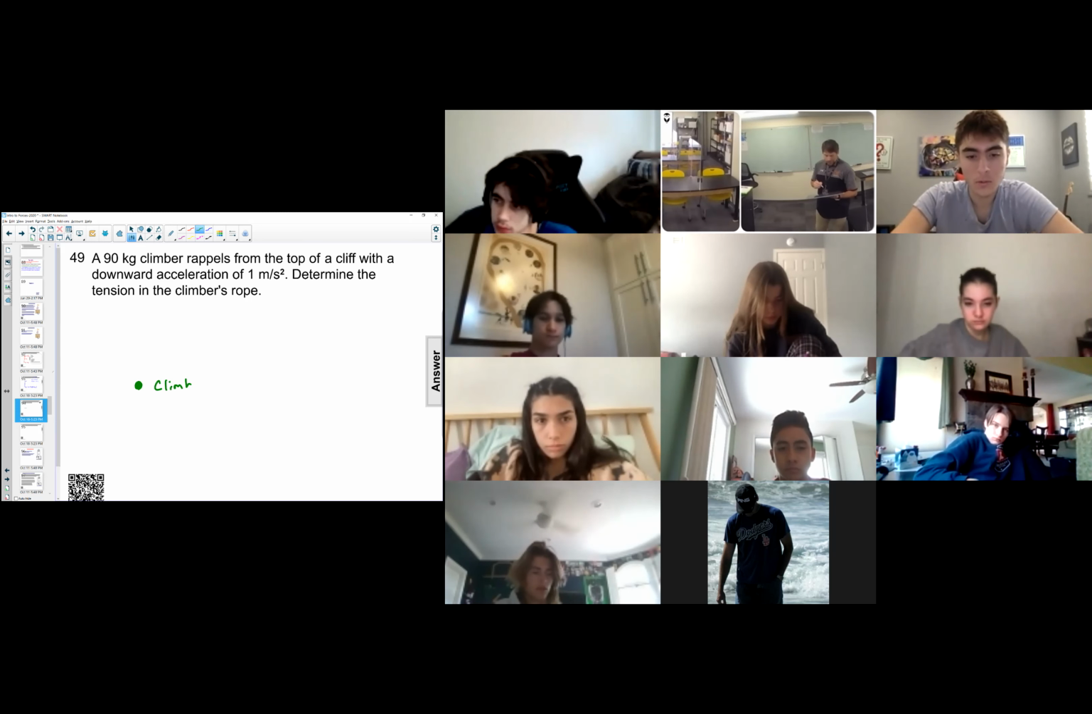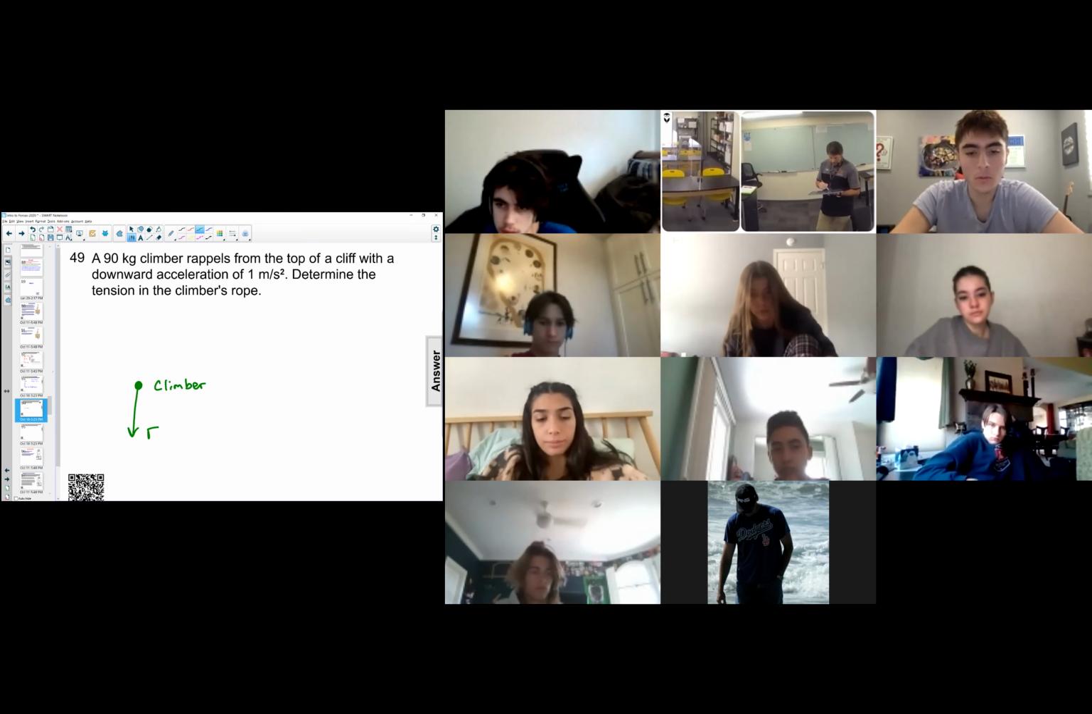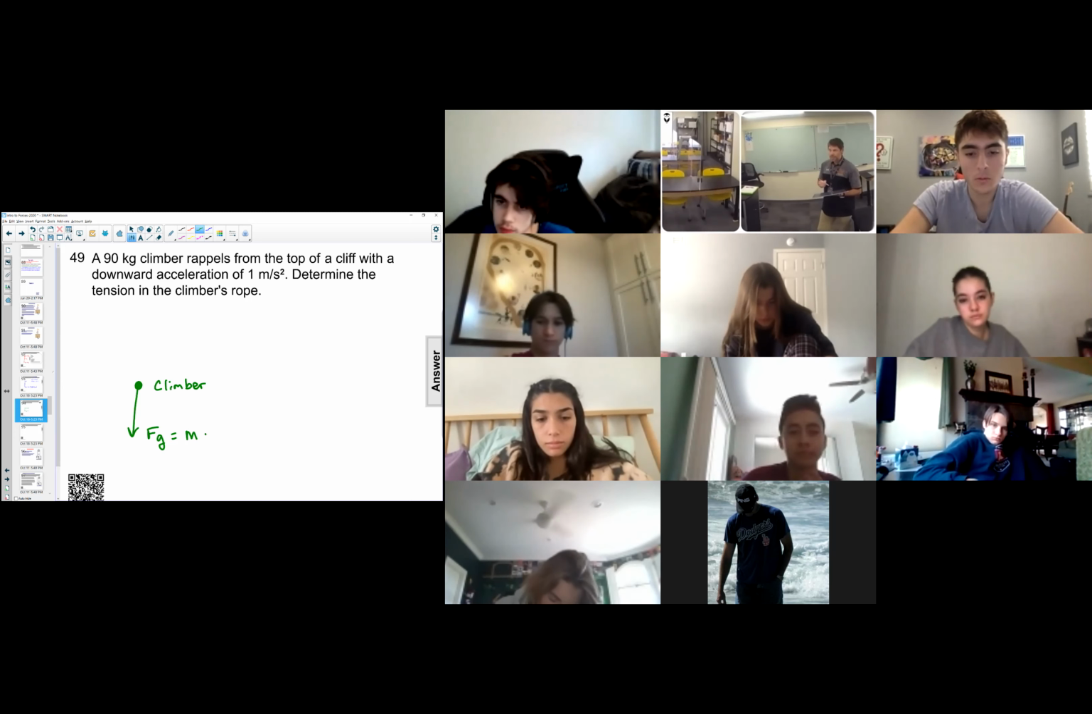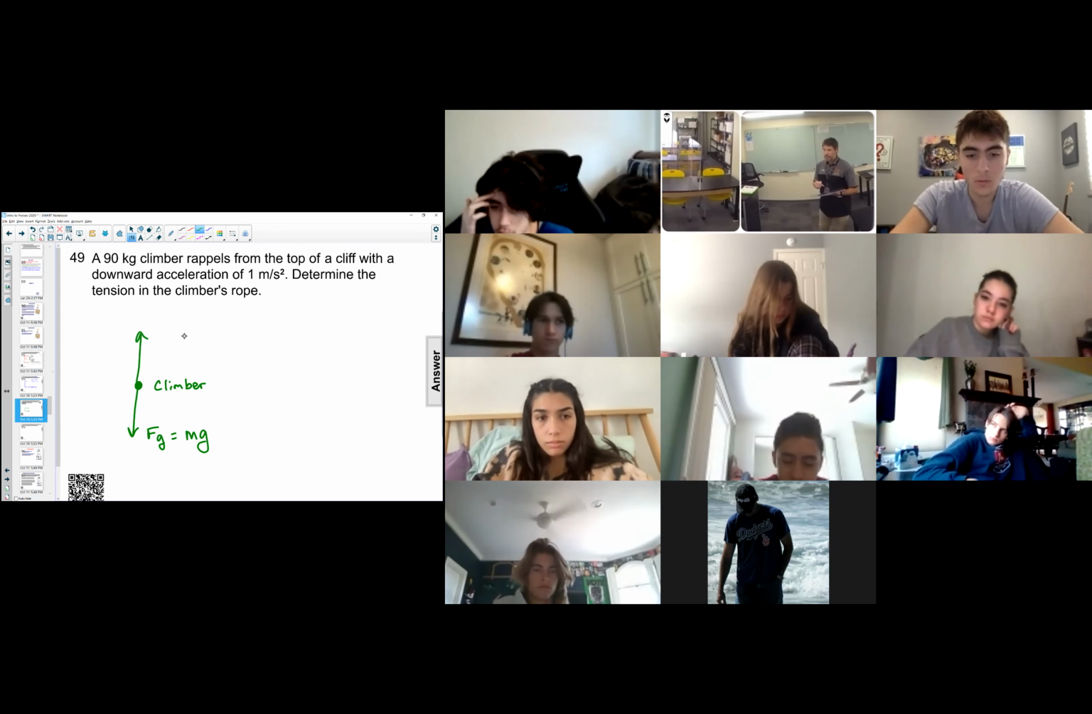And what forces are acting on this climber? Rocky, give me one that's acting on this climber. Weight force. The climber has weight, and that's going to be the gravitational force, mass times g. All right. Kyle, what's another force acting on this climber? Tension force. Okay, that rope is holding the climber up, at least to some degree.